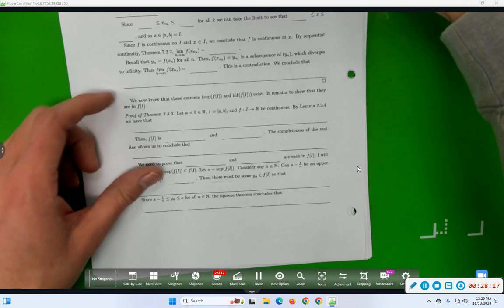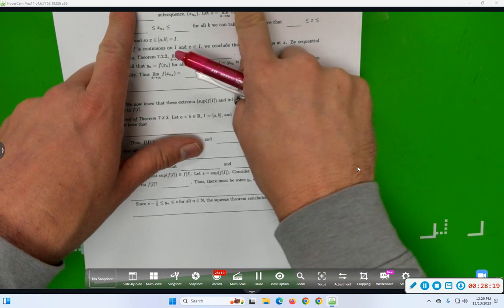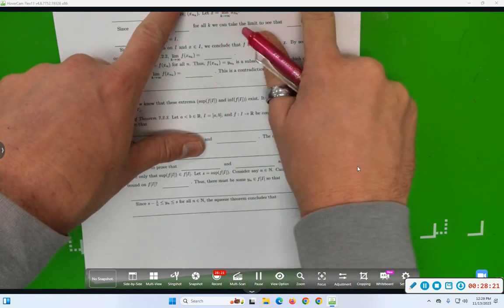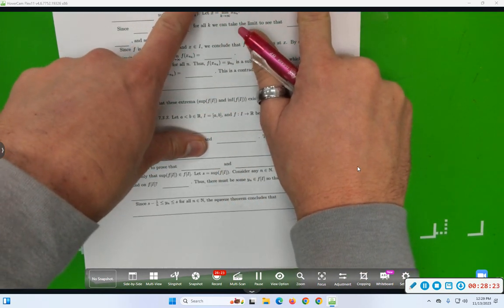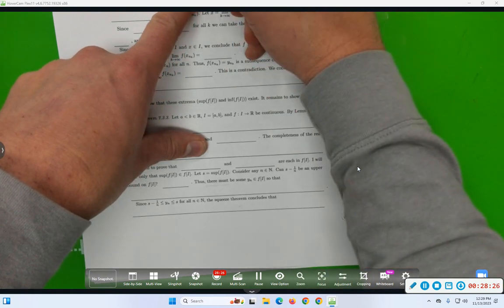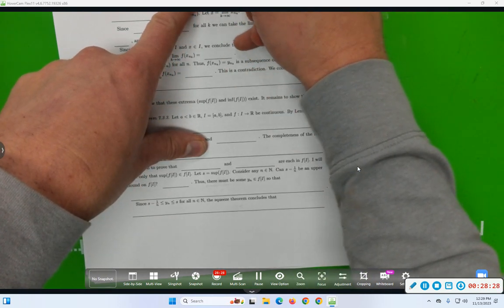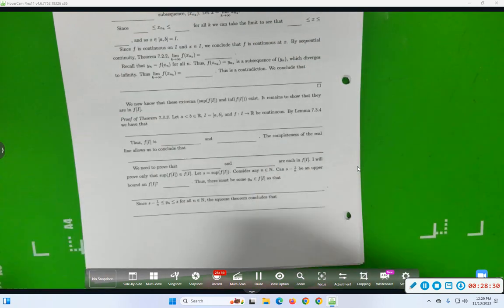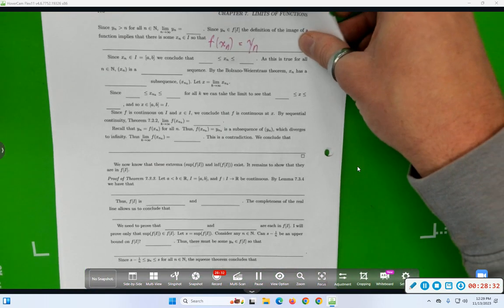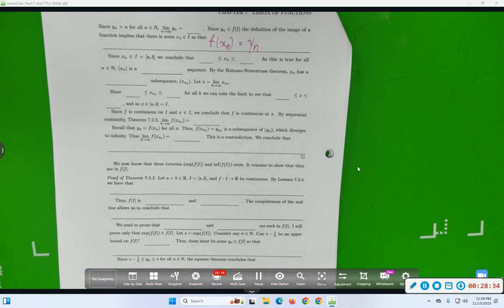Oh, goodness. Okay, going somewhat out of order. Since yn is in f of I, the definition of the image of a function implies that there is some xn in I so that f of xn is equal to yn. Nothing fancy there yet. Let's fill in the gap. Since I know that for absolutely every n, yn is bigger than n, what can you tell me about the limit of yn?